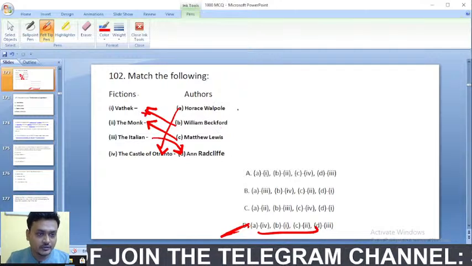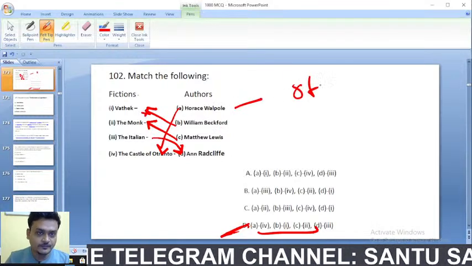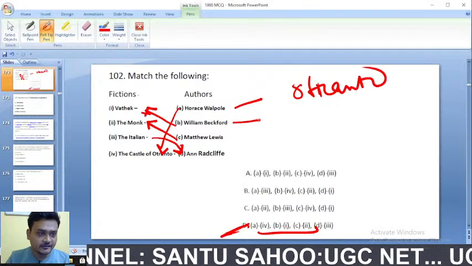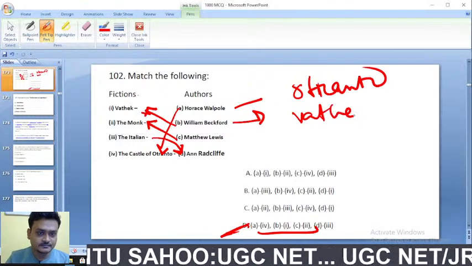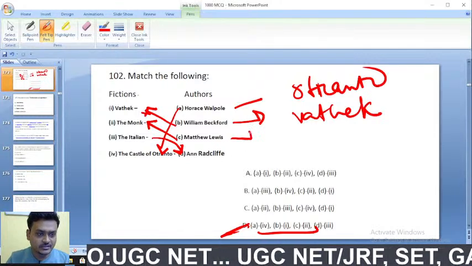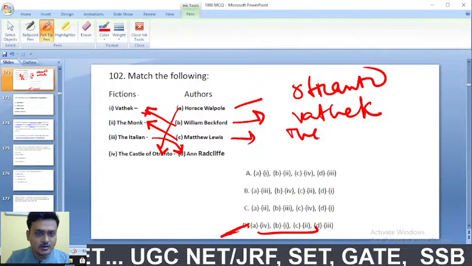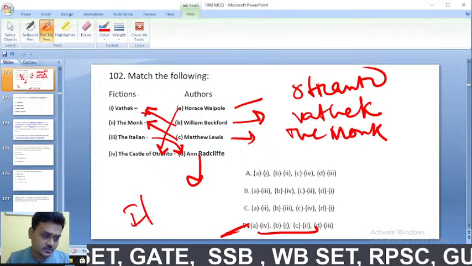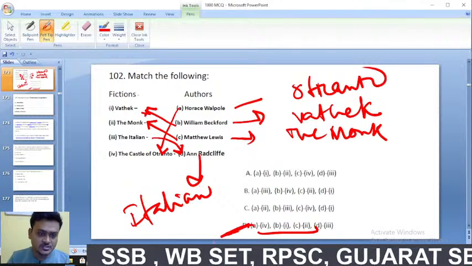Jo bhi hai. Horace Walpole kya likha hai? The Castle of Otranto. William Beckford, that is your Vathek. Matthew Lewis, The Monk. And Anne Radcliffe, The Italian. Chalo. So yeah, this one probably.